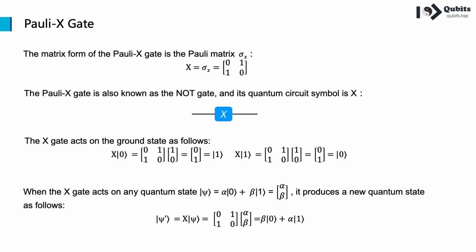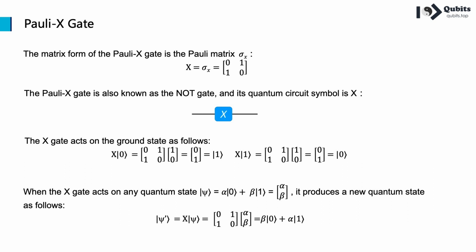The matrix form of the Pauli X gate is the Pauli matrix sigma X. The Pauli X gate is also known as the NOT gate, and is typically represented in a quantum circuit by the letter X or a plus sign. When the X gate is applied to the ground state ket 0, it becomes the state ket 1, and when applied to the ground state ket 1, it becomes the state ket 0.